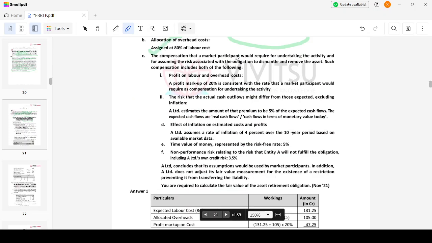The compensation that the market participant would require: profit on labor cost, a 20% markup. Then the risk that the actual cash flows might differ from those expected, a 5% premium. Then the effect of inflation, 4% over the 10-year base period. Time value of money, risk-free rate, 5%. And then non-performance risk, that is own credit risk, 3.5%. A concludes that these assumptions would be used by market participants. In addition, A does not adjust the fair value measurement for any restriction preventing it from transferring the liability. Now I'm going to calculate the retirement obligation.